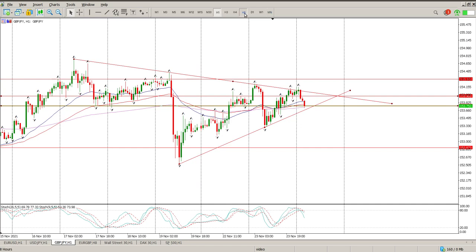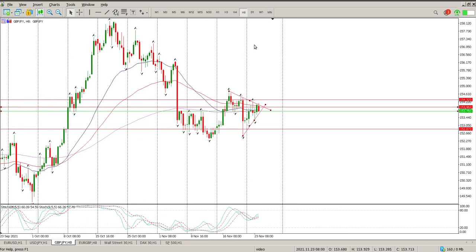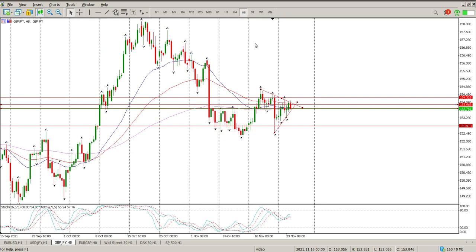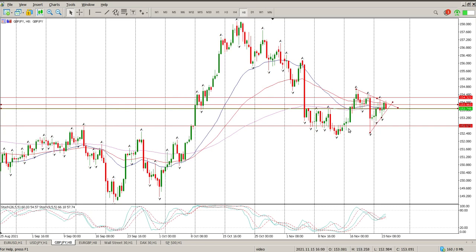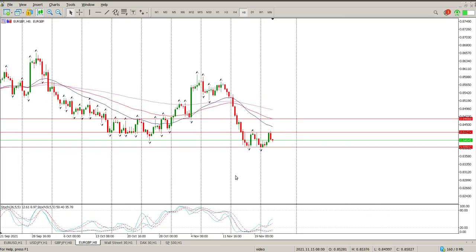It is looking like a bit of a consolidation for a break one way or another. It could be up in continuation with the trend, or it could be down, which is probably going to form a much bigger range. Euro British pound, definitely nothing going on here.